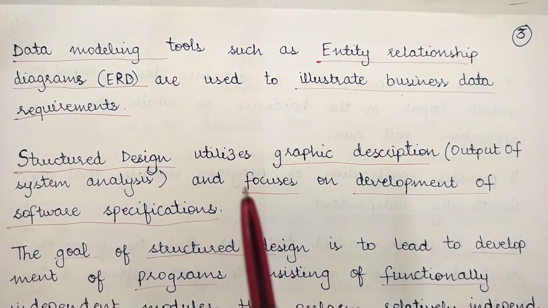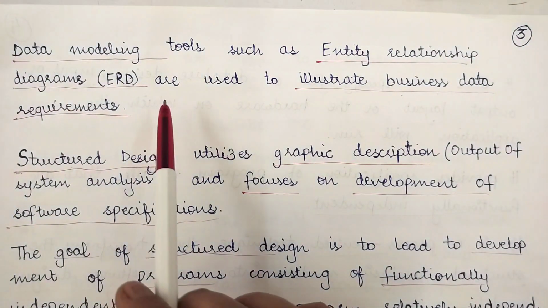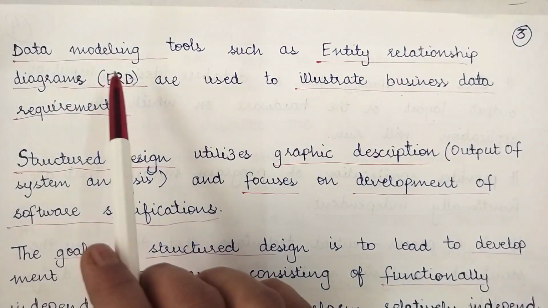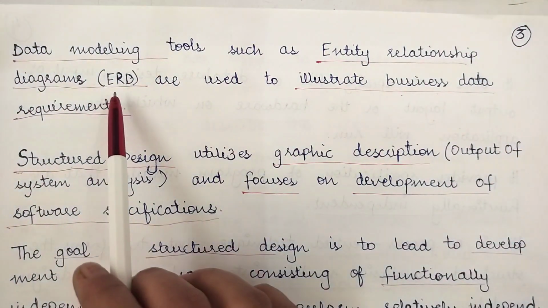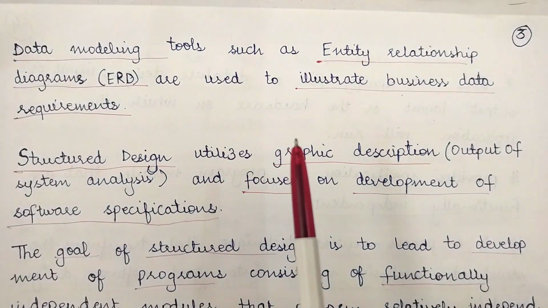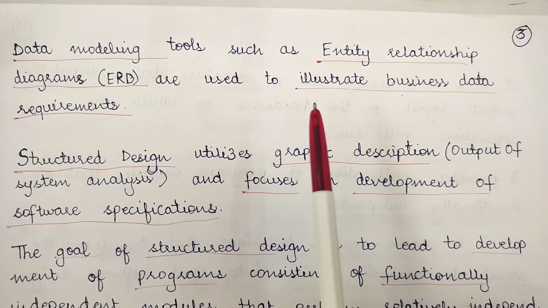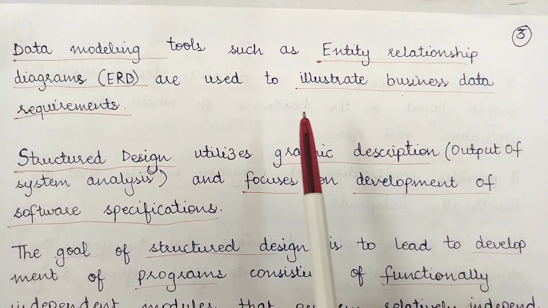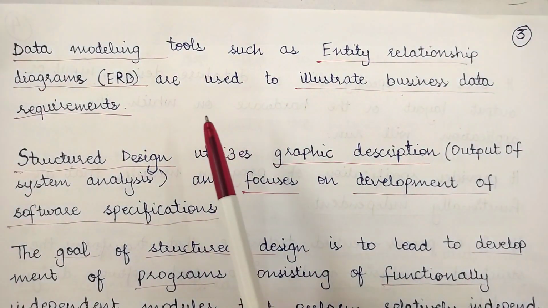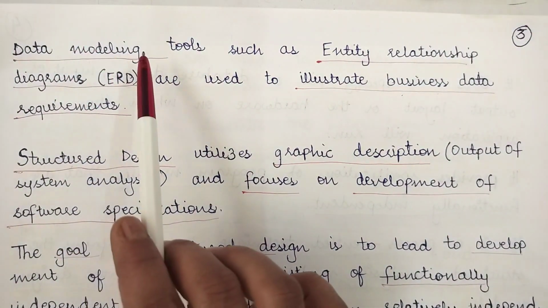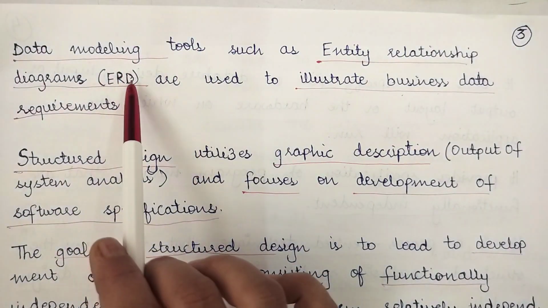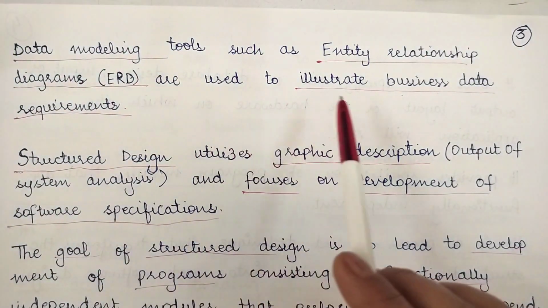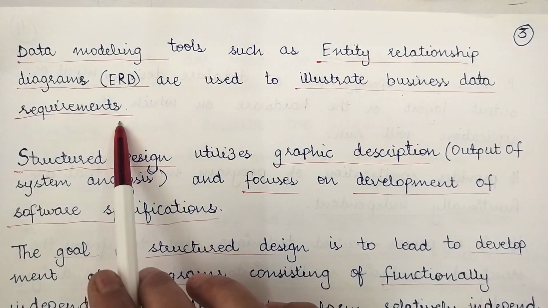Apart from the process modeling tool called data flow diagram, another modeling tool, that is the data modeling tool, is used, which is known as the entity relationship diagram or ERD. Now kindly notice that there is a difference between DFD and ERD. DFD is also a modeling tool and ERD is also a modeling tool, but DFD is a process modeling tool which models the business process requirements, and ERD is a data modeling tool which illustrates the business data requirements, right?